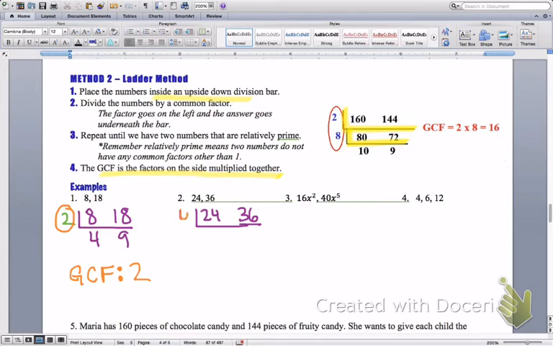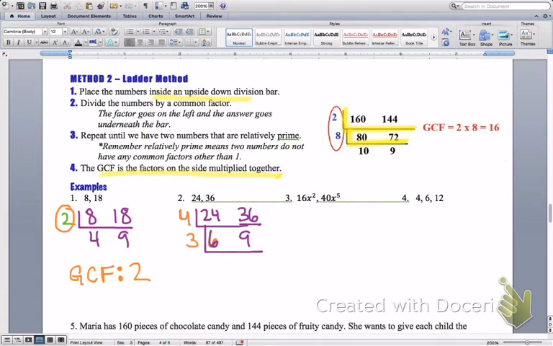So these are both divisible by 4. So 4 goes into 24 6 times, and 4 goes into 36 9 times. Then we do another backwards division. What divides into 6 and 9? Both of them are divisible by 3. So I'm going to put a 3 on the outside on the left.